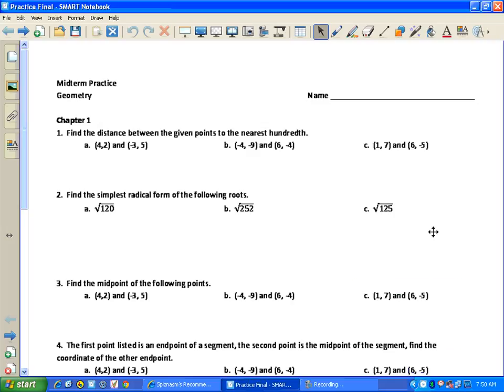Okay, I'm going to be working through the practice final that I handed out. So I'll just go through each problem and show you how to do it, and that way you can check your answers, and if you got the wrong answer, you can see what you did wrong.